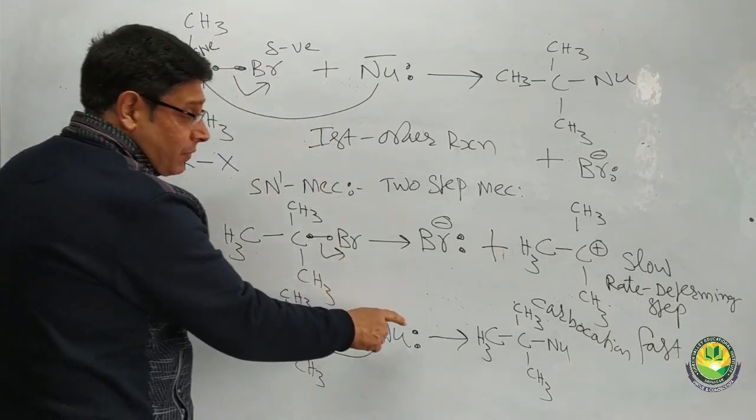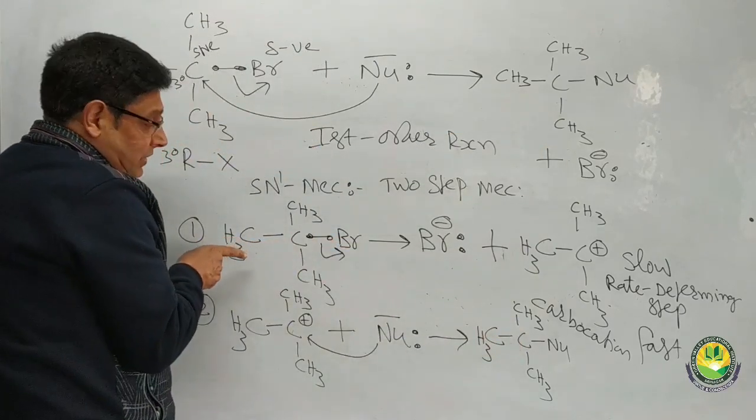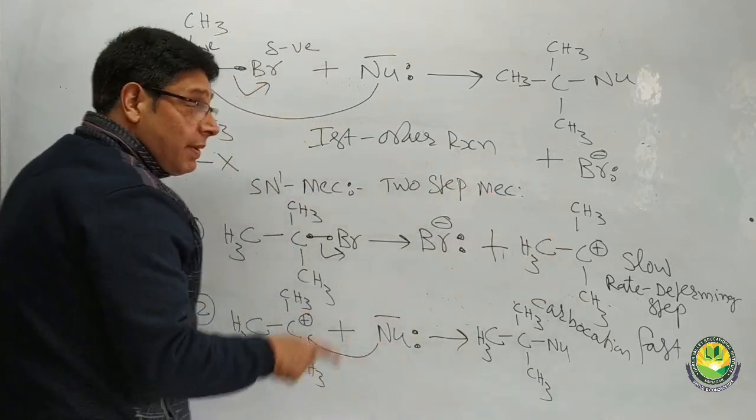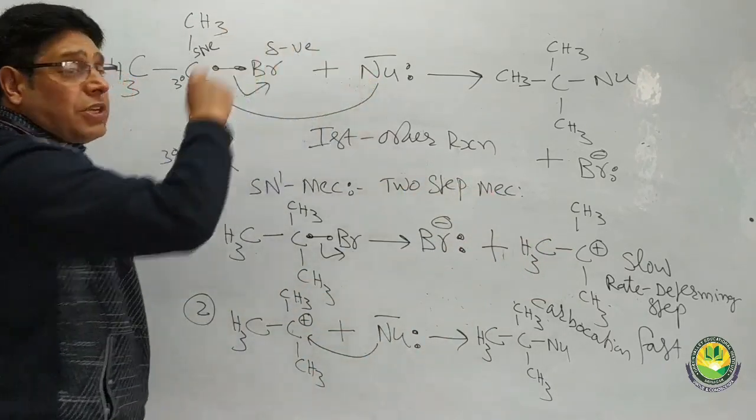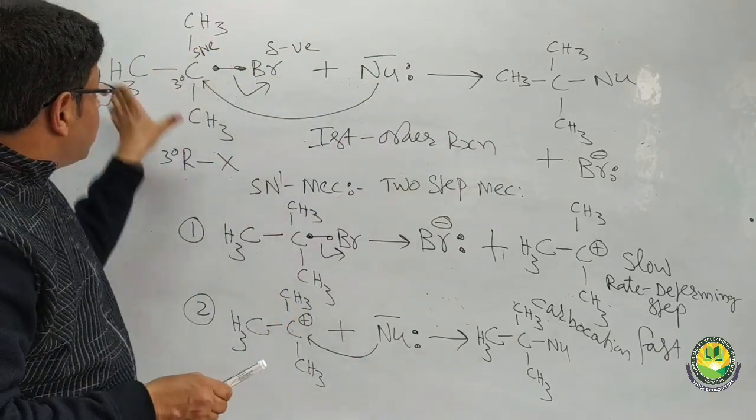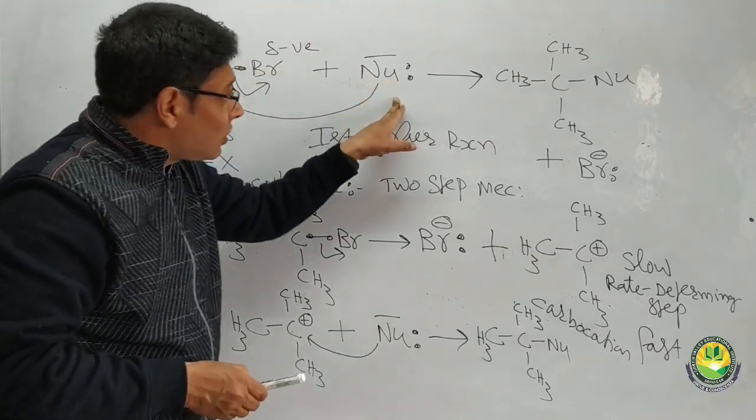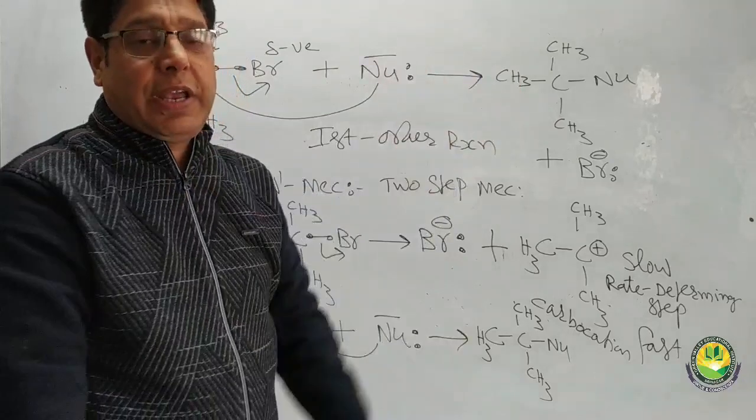The speed of formation of product will depend upon the speed of formation of carbocation, but that will depend upon the concentration of alkyl halide only, not on the concentration of nucleophile. Therefore, the speed of this reaction depends upon the concentration of alkyl halide only, not on the concentration of nucleophile. Hence, the order of the reaction is 1. It is a first order reaction.